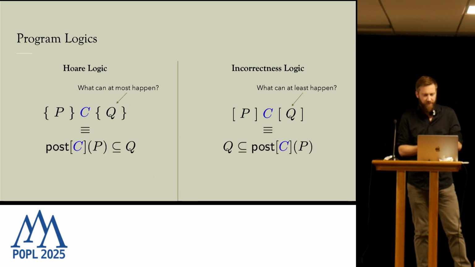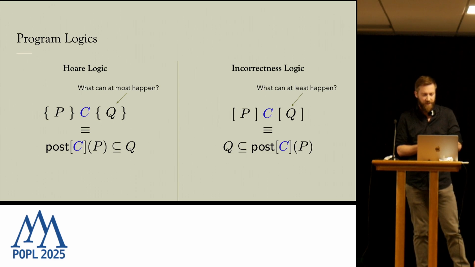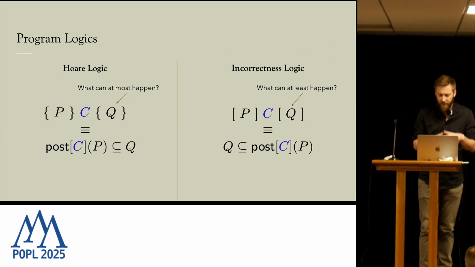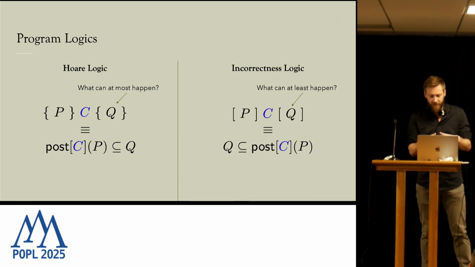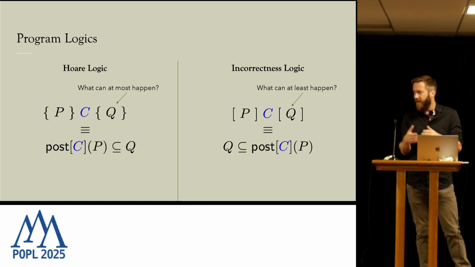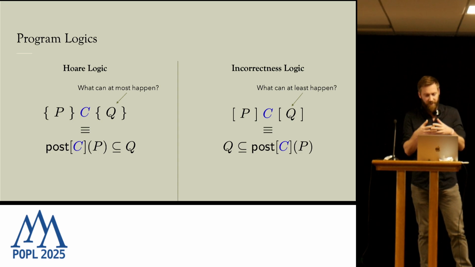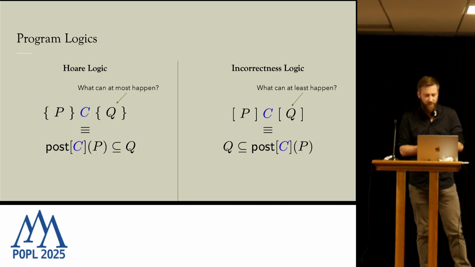And you can see this from the definitions. So Hoare logic is defined as the post set of P is a subset of Q, meaning that if you start in states that satisfy P, you run your program, then you will always end up in a Q state. But incorrectness logic talks about what can at least happen, and it's formulated as Q being a subset of the post of P, meaning that for all the states in Q, you know that they are reachable by executing program C from a state that satisfies P. In other words, it shows a certain type of liveness, whereas Hoare logic shows a certain type of safety.